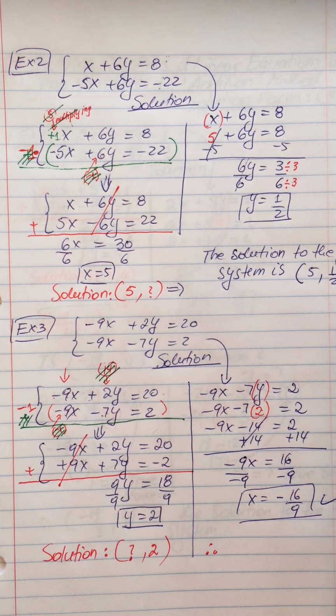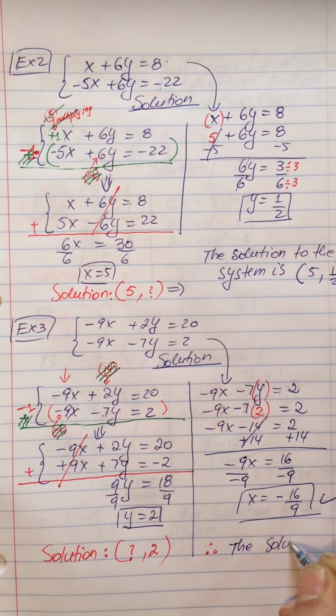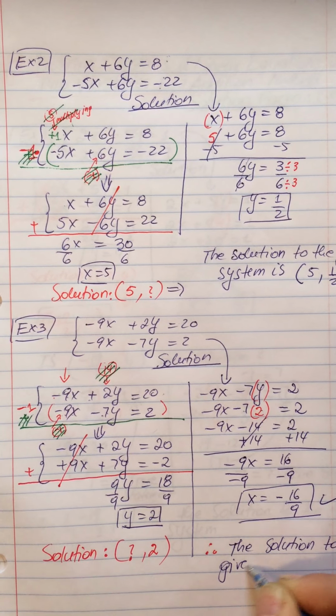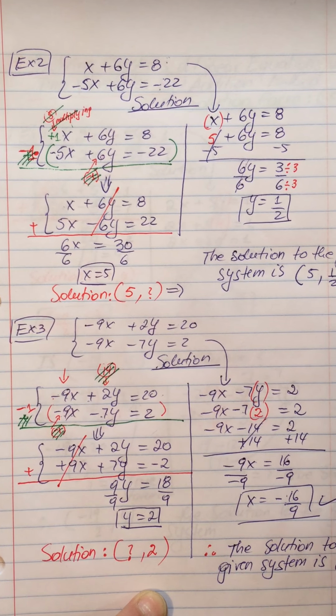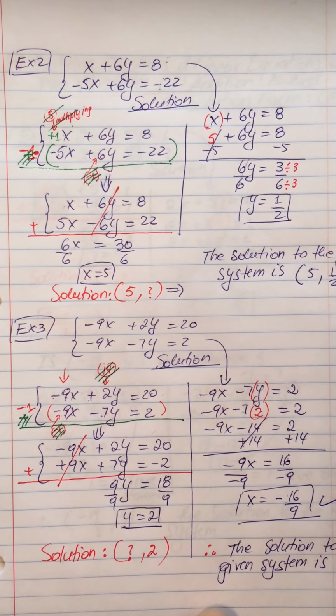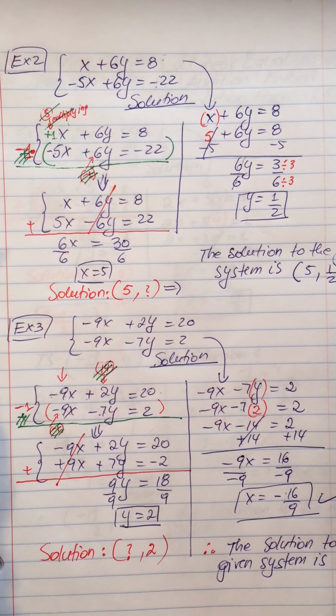Therefore, I declare that the solution to the given system is, first write the value of x, and second the value of y. That's it. So the solution is this pair of numbers in order. First we have the value of x, -16 over 9. Second we have the value of y, which is 2. That's it. Now let's go to discuss a third problem.